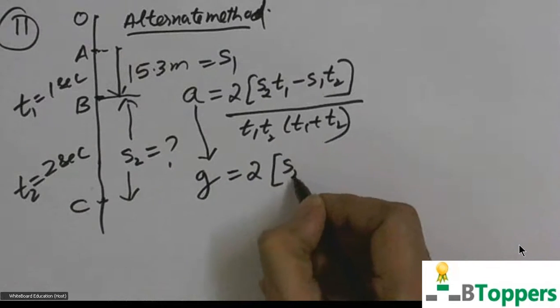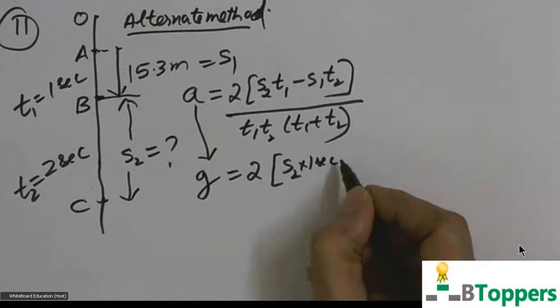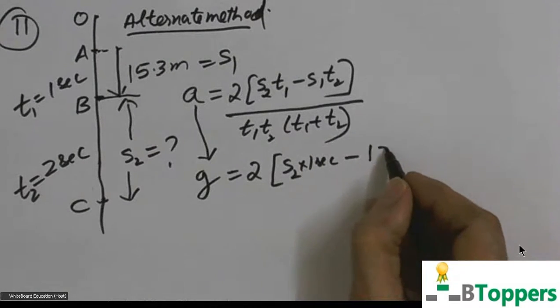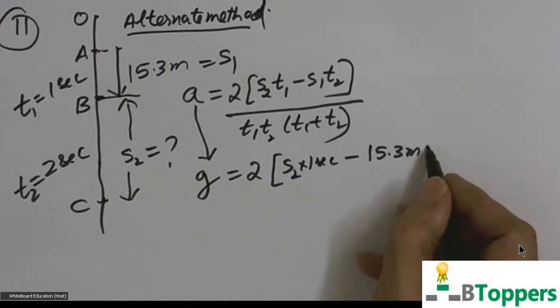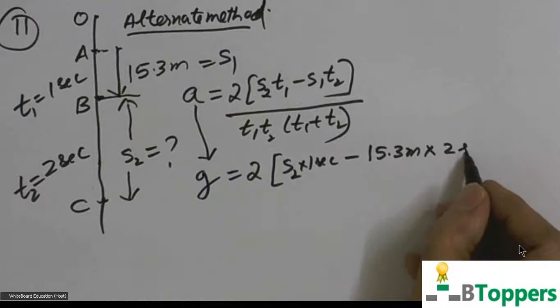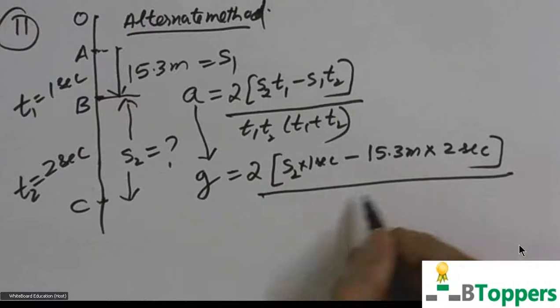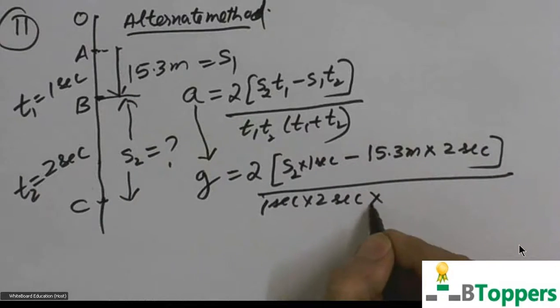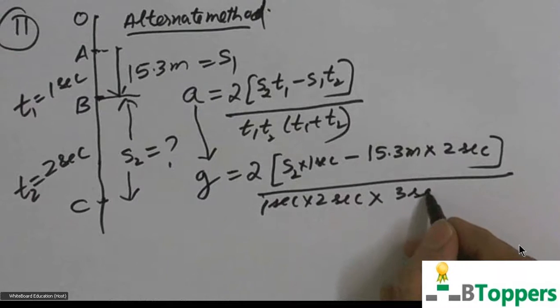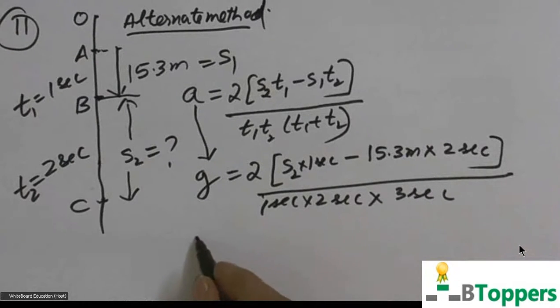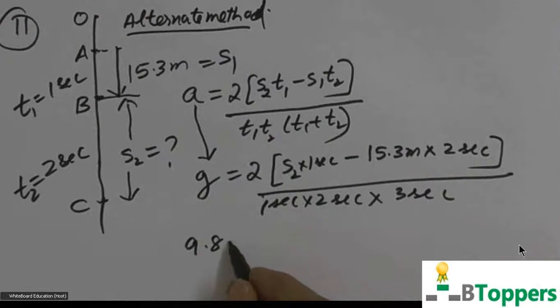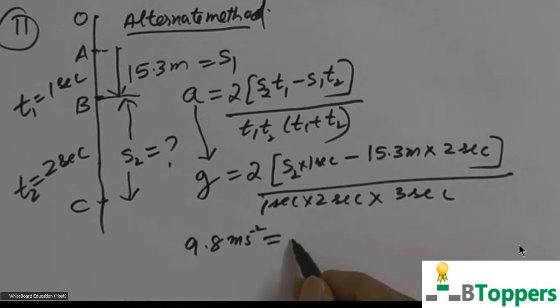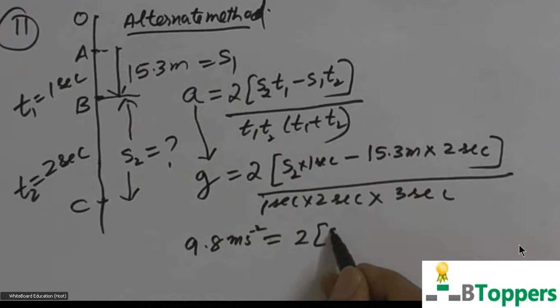2 into (S2 times 1 second minus S1), where T1 is 1 second, S1 equal to 15.3 meters, and T2 equal to 2 seconds. So T1 is 1 second, T2 is 2 seconds, T1 plus T2 will be 1 plus 2 or 3 seconds. And g you can take as equal to 9.8 meters per second square. So this you can simplify to solve for S2 here.